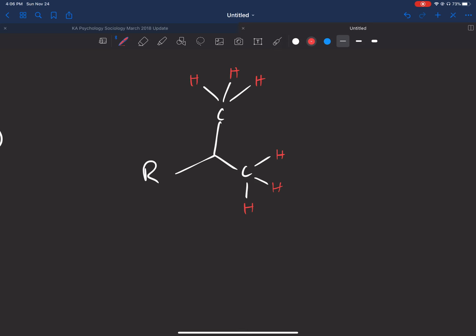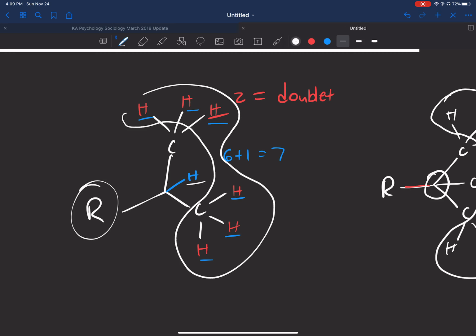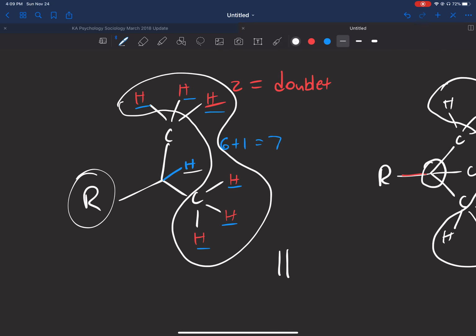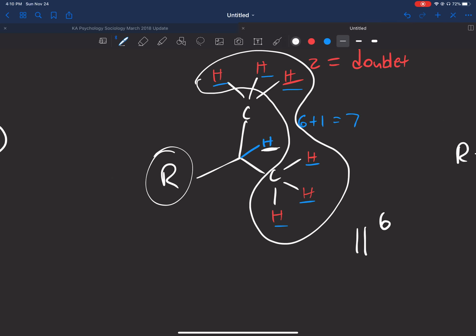Looking at this one, we're going to get a doublet from those red hydrogens, right? They're looking at 1 hydrogen. So that's going to be 1 plus 1. That's going to be 2. But that accounts for these hydrogens. So it's going to have a doublet. And the integration number is going to be 6 because it accounts for 6 of those hydrogens. And this hydrogen right here is going to have an integration of 1 because there's only 1 it's accounting for.